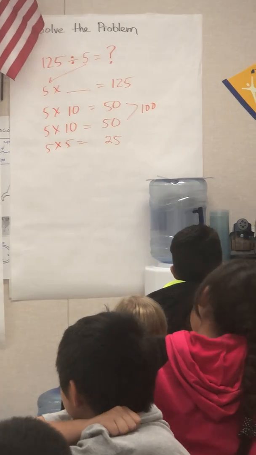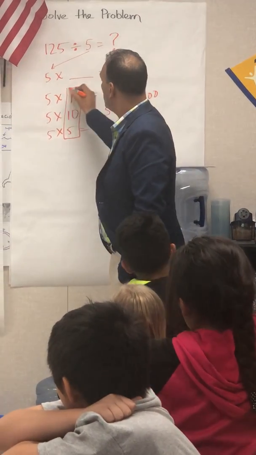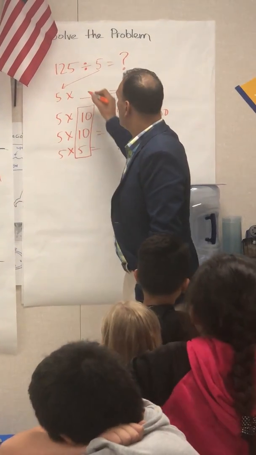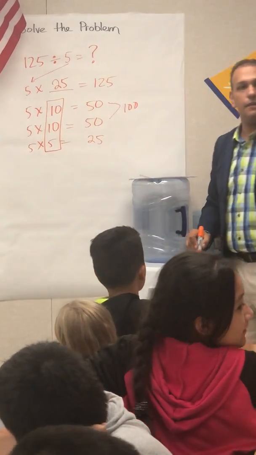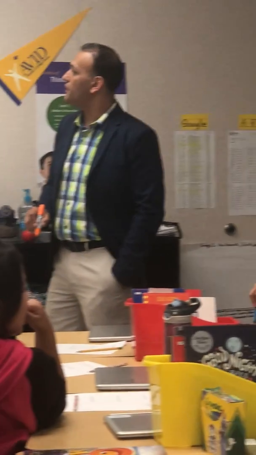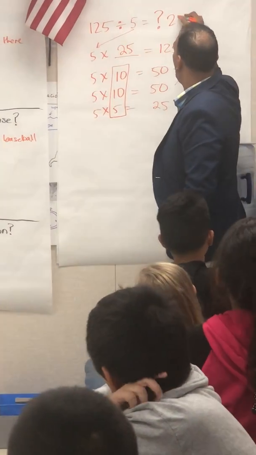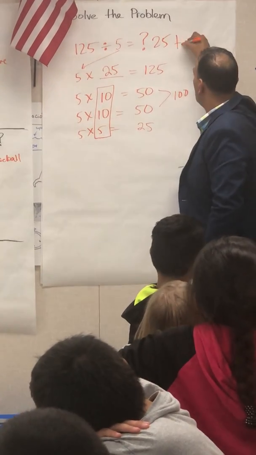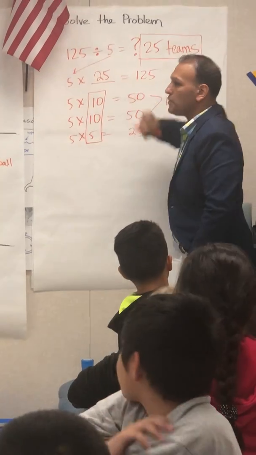So now, check this out. All of these numbers here, 10 plus 10 is 20, plus 5 is 25. 5 times 25 equals 125. So our answer is 25 what? Teens. Oh my gosh. Easy peasy, lemon squeezy.